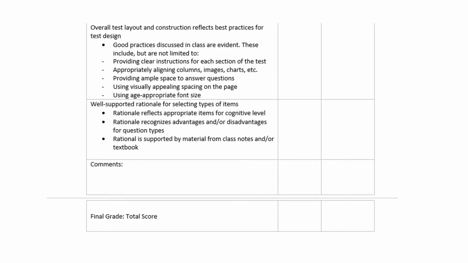Layout is important. Everything should be clear, lined up, appropriate size font. And finally, well-supported rationale. So your textbook is really very good at giving you reasons to choose certain types of items. So for example, if you have a deep, complex topic that you're trying to measure, you might not be able to do that well with a multiple choice.